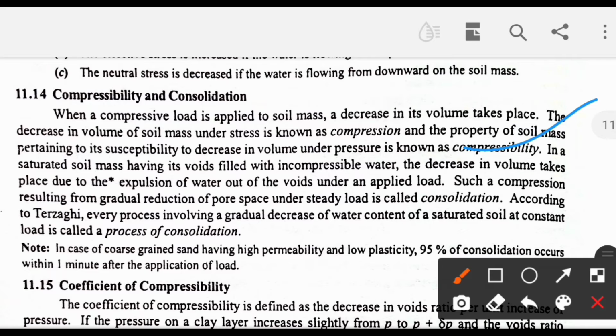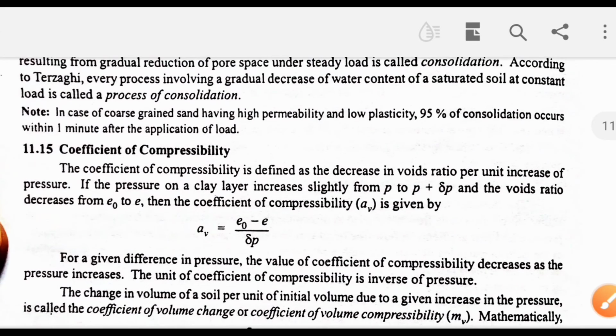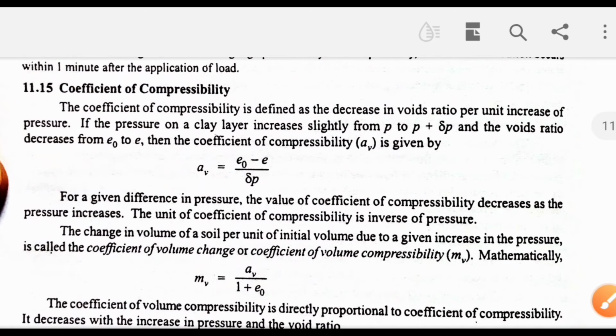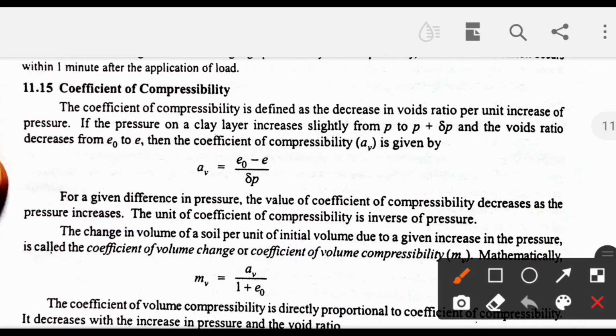In case of coarse-grained sand having high permeability and low plasticity, 95% of consolidation occurs within 1 minute after the application of load. Coefficient of compressibility. The coefficient of compressibility is defined as the decrease in voids ratio per unit increase of pressure.